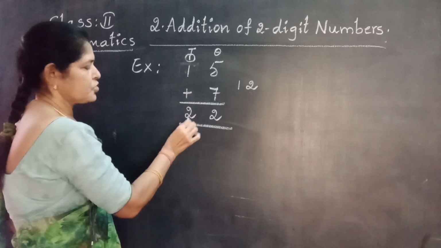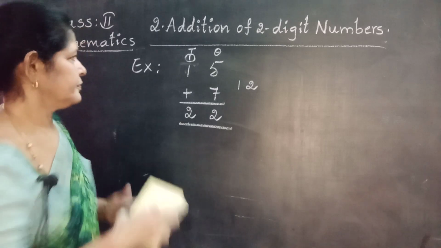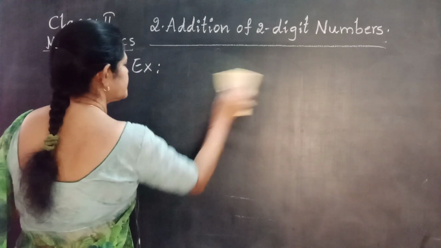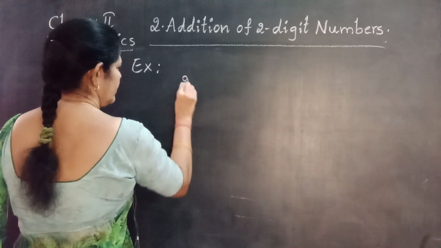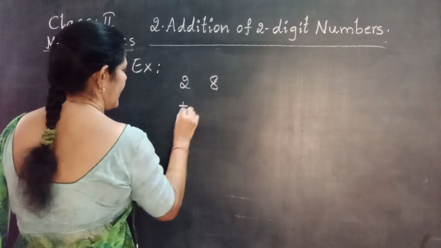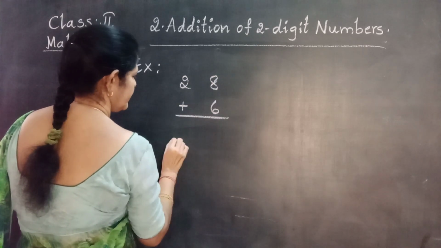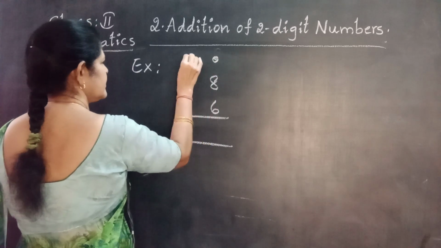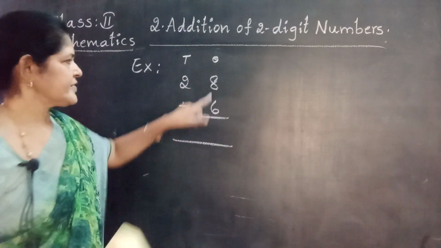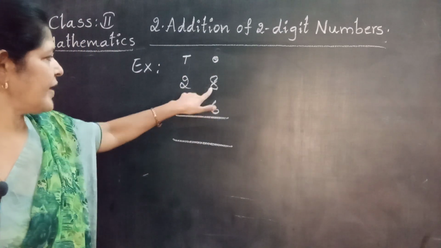1 and 1 make 2. Another example. Do you understand? Okay. 28 plus 6. This is ones, this is tens. First adding ones, 8 plus 6.